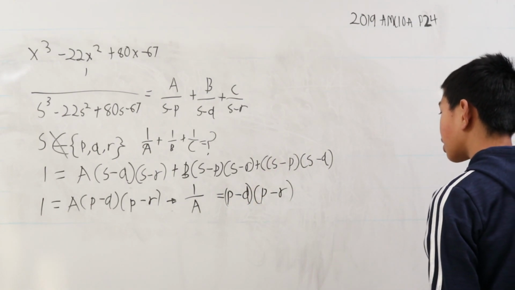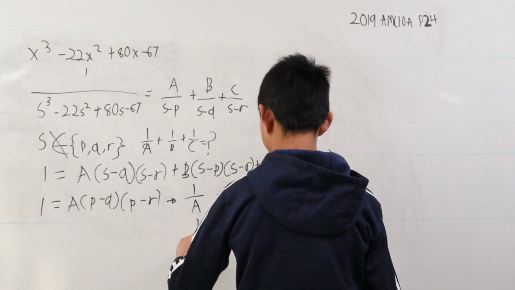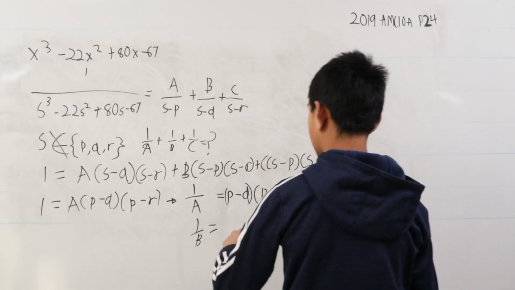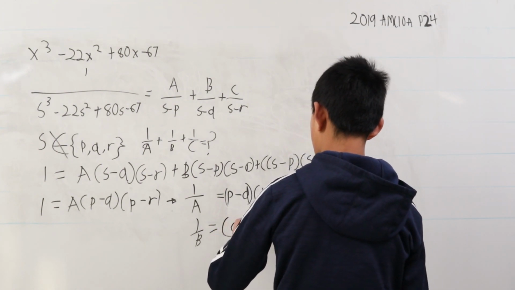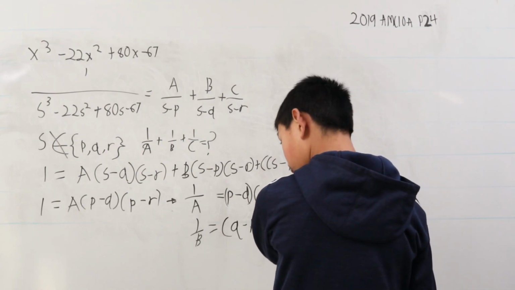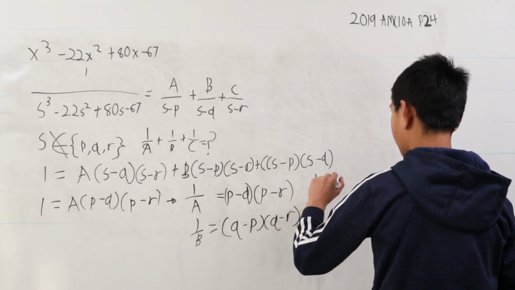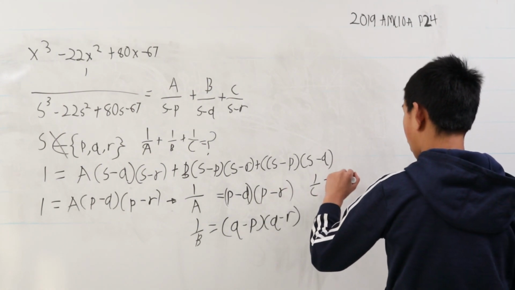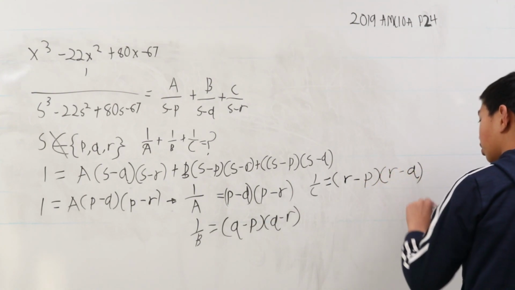Now, we can use the same process for b and c. 1 over b is equal to q minus p times q minus r. And then 1 over c is equal to r minus p times r minus q.